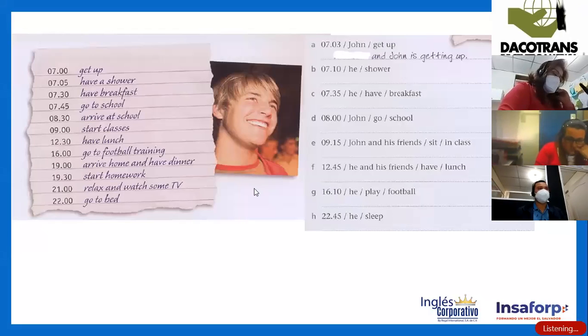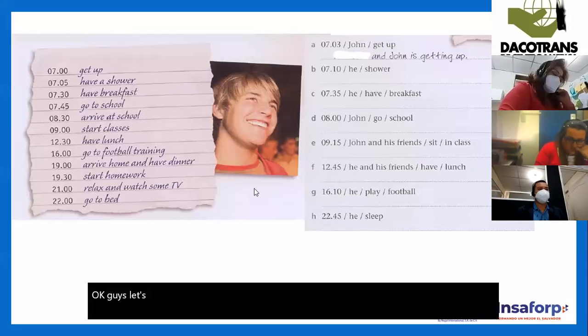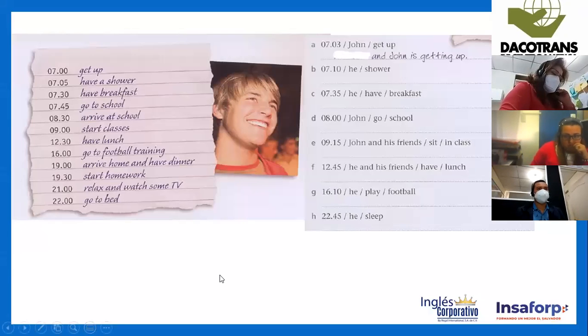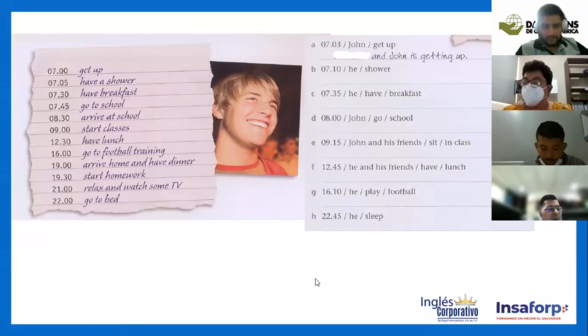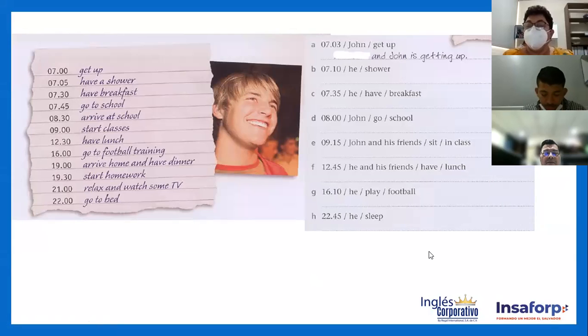Okay, guys, let's present your information, right? So let's start with, let's see. Okay, volunteers, is there a volunteer who wants to start with the information? Volunteers? The letter A. Okay, go ahead.